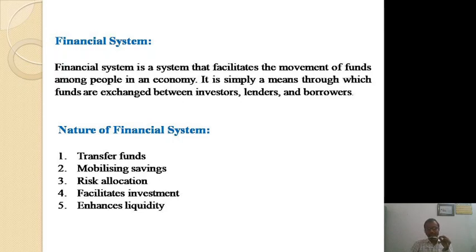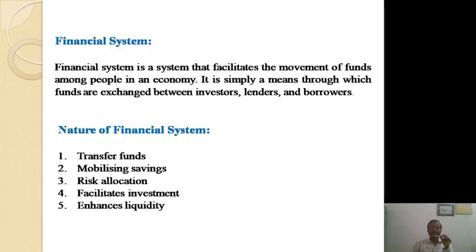There is a gap between the surplus sector and the deficit sector. There is a need to transfer funds from the surplus sector to the deficit sector. That role is exactly done by the financial system. The financial system acts as a bridge between the surplus sector and the deficit sector. Now, what is a financial system?